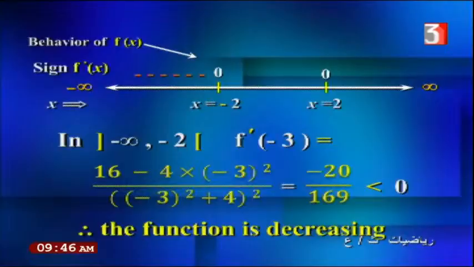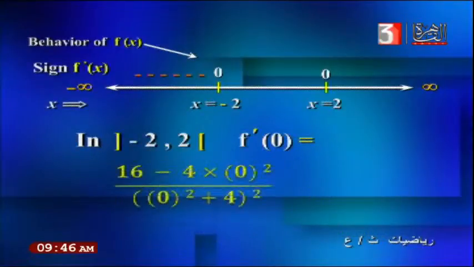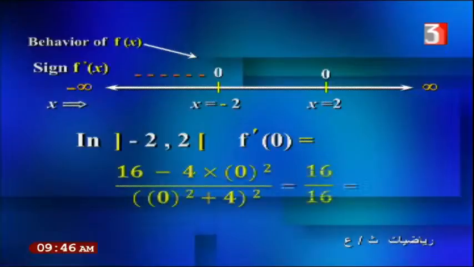In the open interval negative 2 to 2, f dash 0 equals 16 minus 4 times 0 power 2 over 0 power 2 plus 4 all power 2, equals 16 over 16 equals 1, which is bigger than 0.